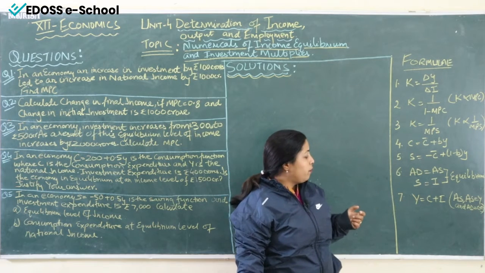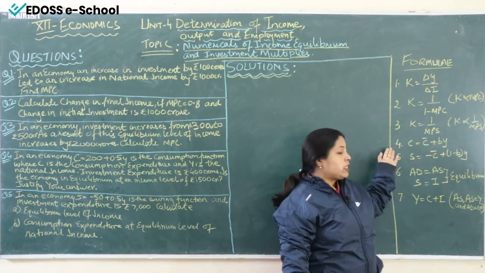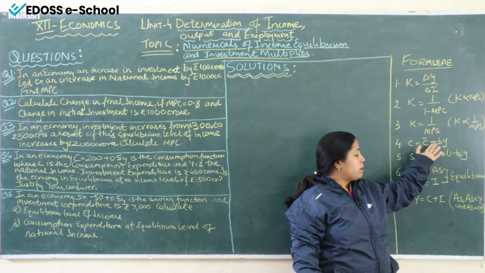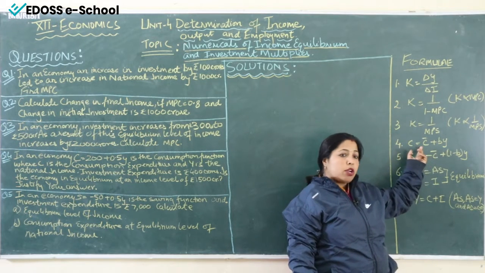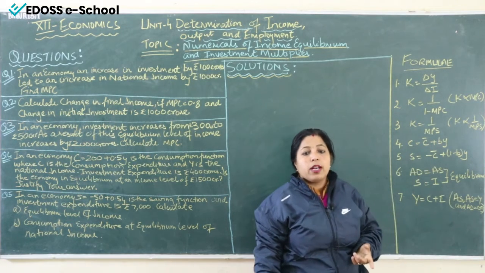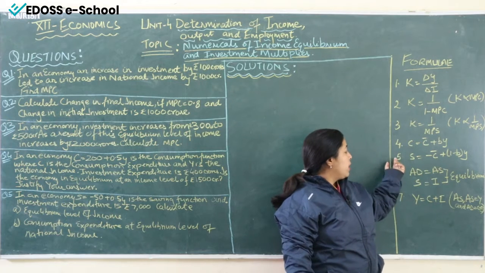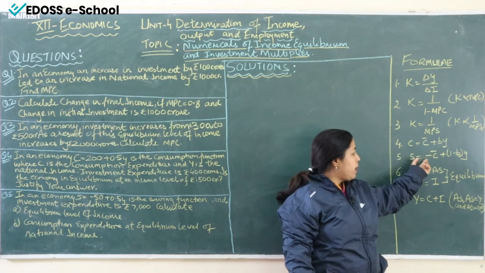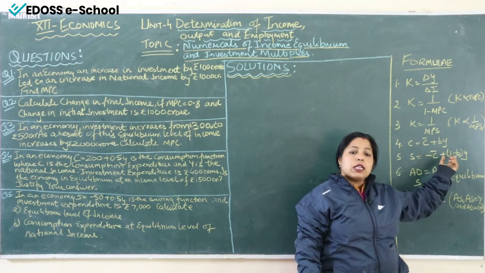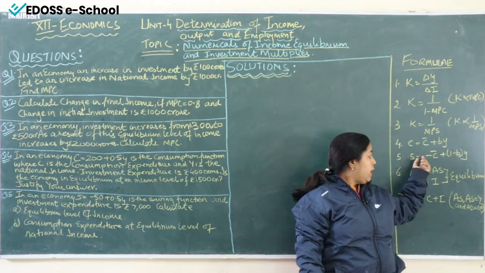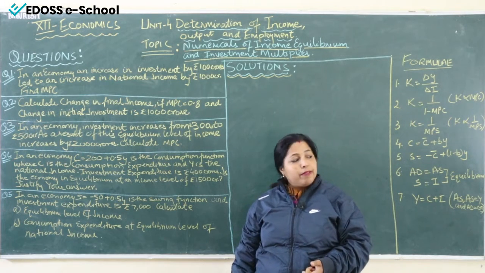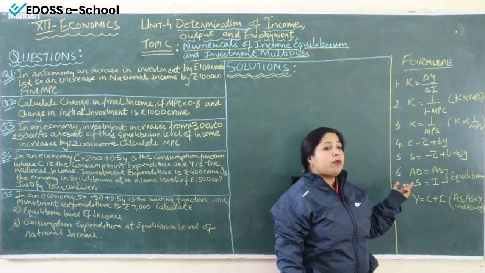Now, for equilibrium, we need these formulas. First, these two equations, that is equation of consumption function, C bar plus BY. C bar is the autonomous consumption, B is MPC, and Y, as you all know, is income level. Then it is saving function, that is minus C bar plus 1 minus B into Y. 1 minus B is MPS, and minus C bar is autonomous savings, and Y is the income level. Then we come on to equilibrium.